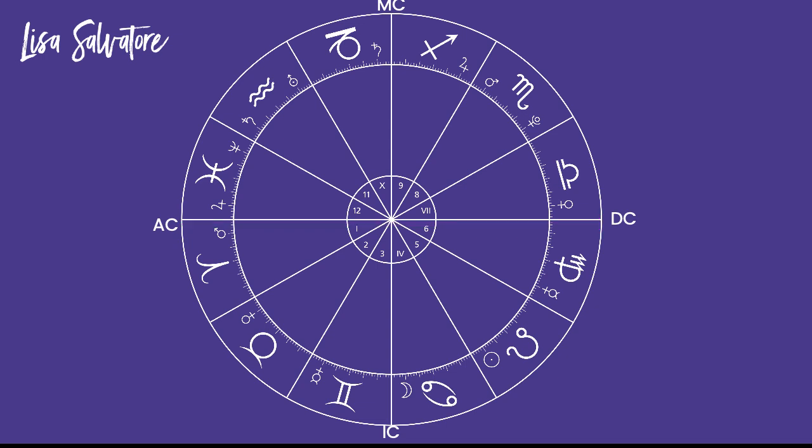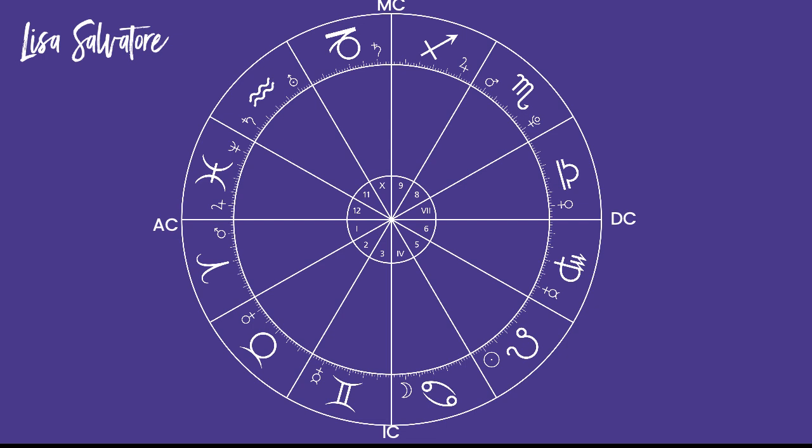The descendant acts like our mirror image or our opposite, and in some cases, it's also our shadow. It symbolizes our partnerships, marriage, and the qualities that we seek out in others, both consciously and unconsciously. And we often will project aspects of ourselves that we're less conscious of through the lens of our descendant, through our opposite sign to our ascendant.